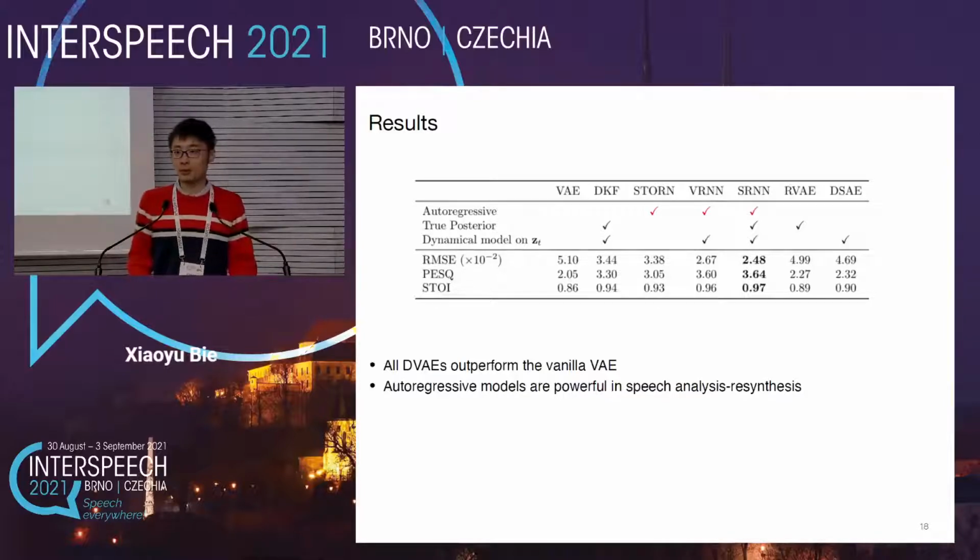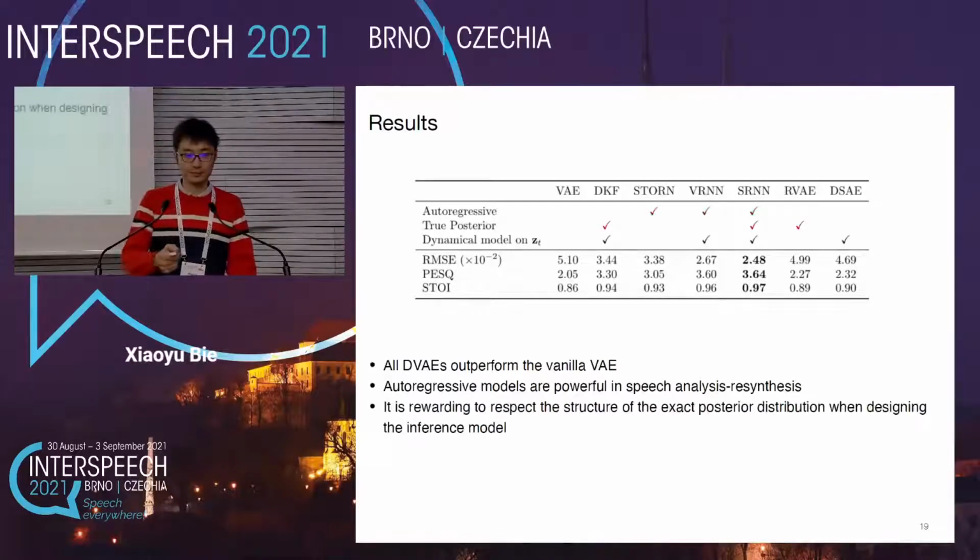Then we'll see more details about model structure. We have introduced the autoregressive and the non-autoregressive structures. In this table, we could say that generally, an autoregressive model can be more powerful in speech analysis-resynthesis. In the previous two examples, their inference models are designed by respecting the true posterior distribution. But in practice, some models will not follow these rules. And in this benchmark, we could say that it's actually rewarding to do that. Generally, we will have a higher performance.